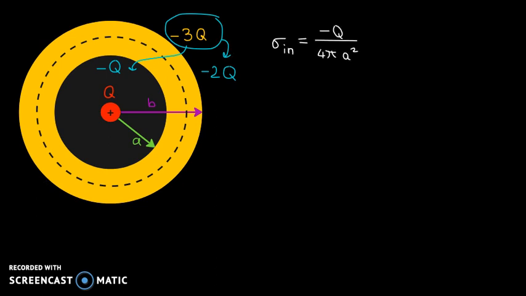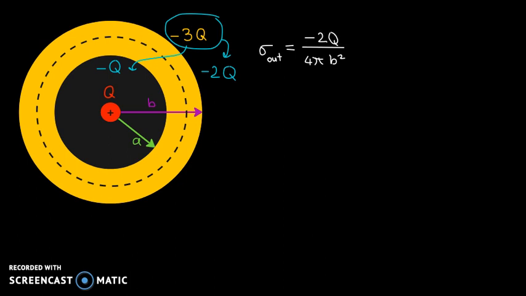Surface charge density is defined as total charge divided by the surface area. So on the inner surface of the shell, we have total charge equal to negative q, and the surface area of the inner surface is 4 pi a squared, since a is the inner radius of the shell. So the surface charge density on the inner surface is equal to negative q divided by 4 pi a squared.